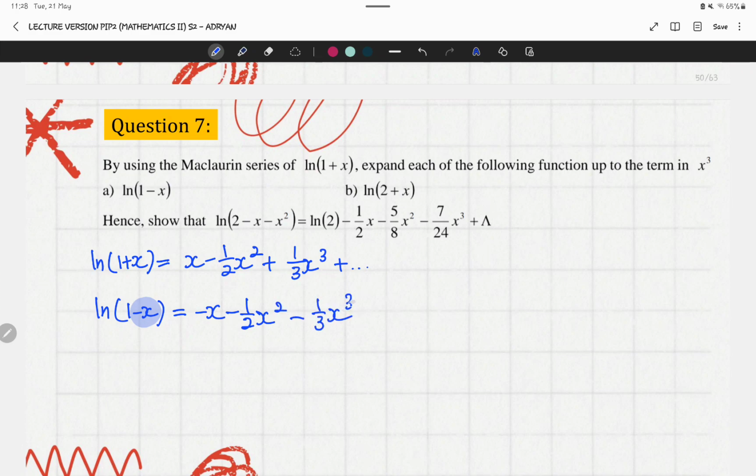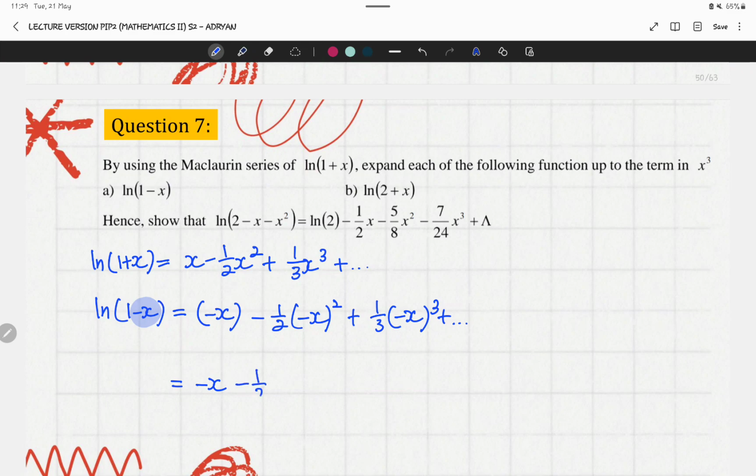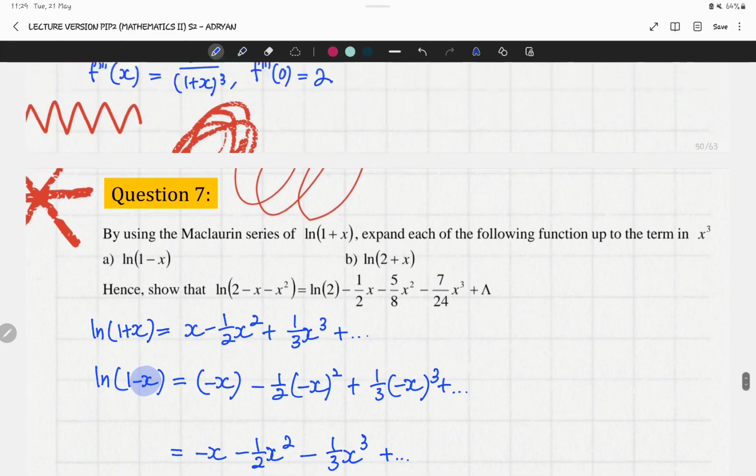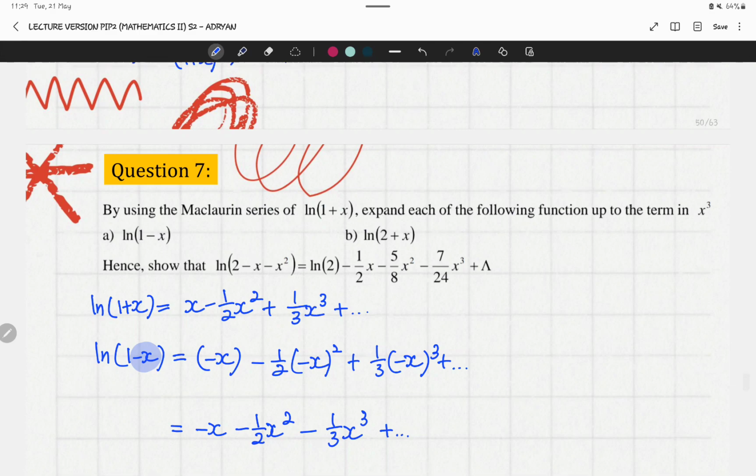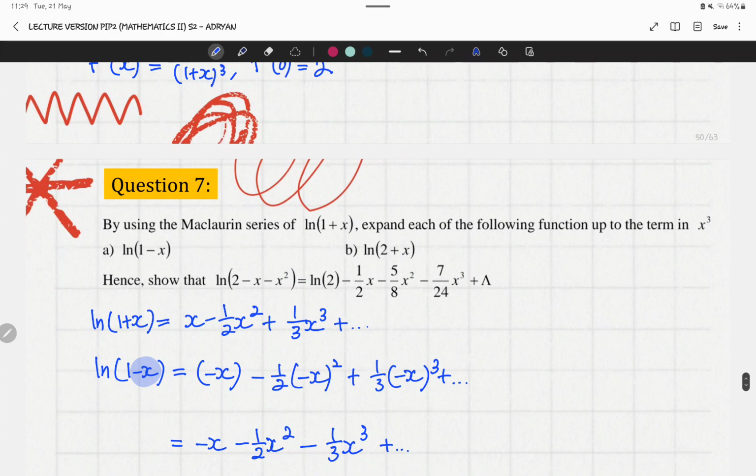If you don't understand where I got this, let me show it. I would get negative x, substitute, minus 1 over 2 times negative x squared plus 1 over 3 times negative x cubed plus dot dot dot. Simplifying it, I would get negative x minus 1 over 2 x squared minus 1 over 3 x cubed and so on. So you have got ln(1 - x). It is easy. That's why I said when you are doing Maclaurin or Taylor's, as long as you find the basic function, then you can solve for others.